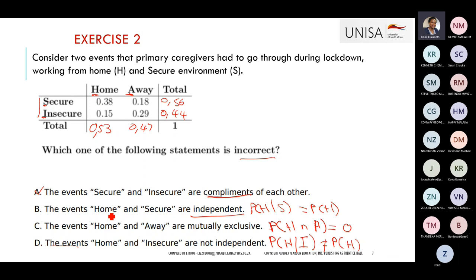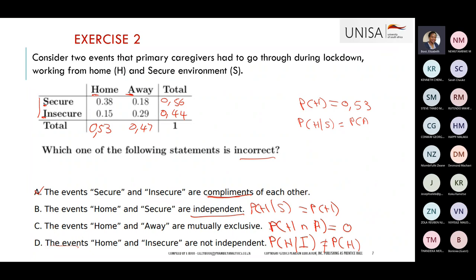The event home and secure are independent. So we need to prove this. What is the probability of home? Probability of home is 0.53. What is the probability of home given secure? That we need to calculate. Home given secure, we calculate it by using the joint probability of home.